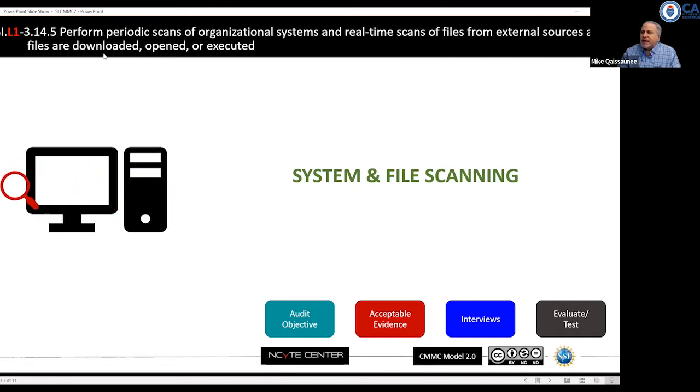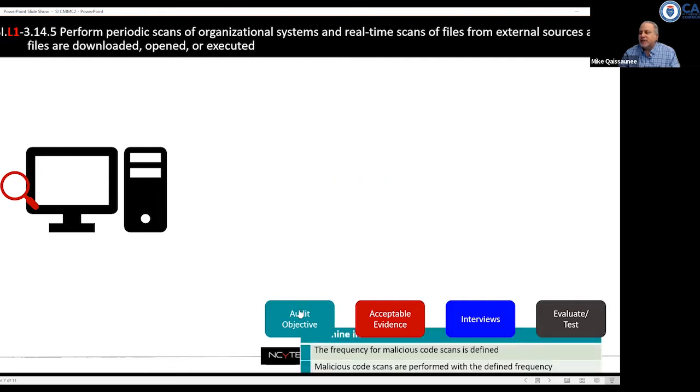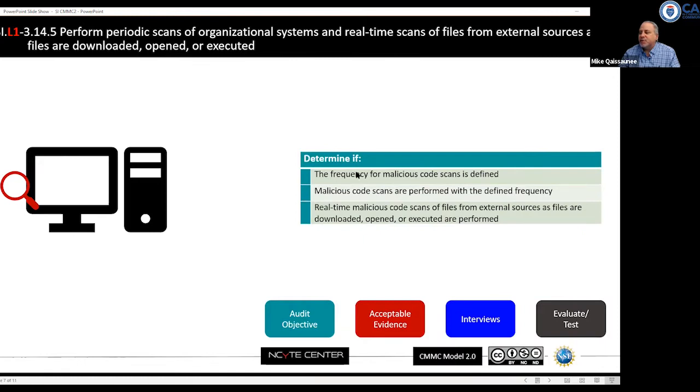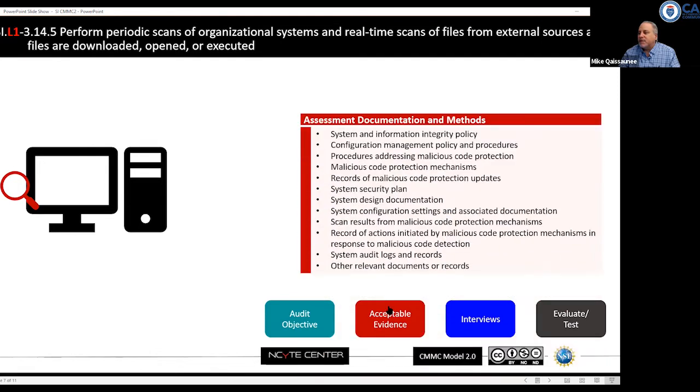System and file scanning. We perform periodic scans of our systems and real-time scans of files from external sources as they're downloaded, opened, or executed. That's always a good practice to keep us protected. The frequency for malicious code scans is defined, the scans are performed within that frequency, and real-time scans of files from external sources are performed.